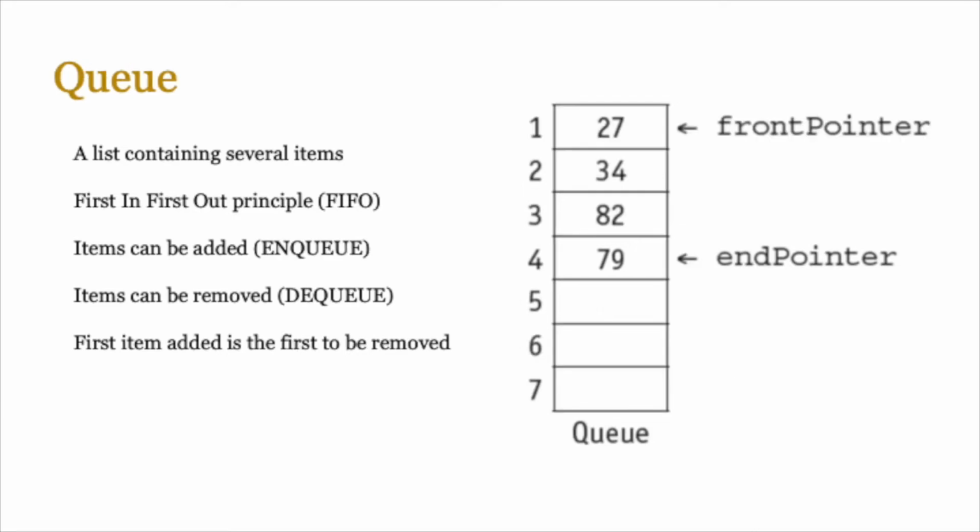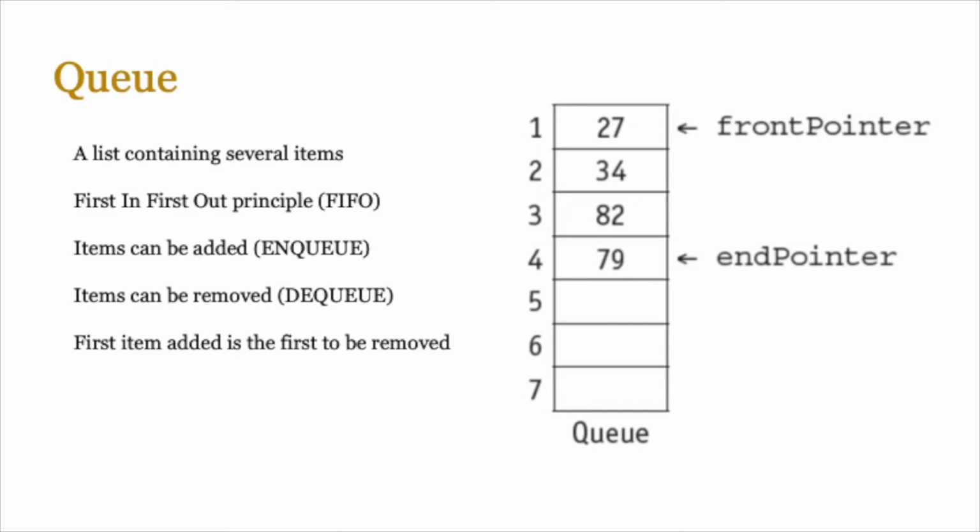Now, queues, on the other hand, operate differently, but the structure is similar. They're normally a list which contains several items, but the principle that they use is first in, first out. Items can be added, queued, and items can be removed, dequeued. So again, be familiar with the terminology. If in an exam question you're asked to dequeue an item, that means you're removing an item. Or if you want to say the kind of methods that, remember, abstract data types can use methods.